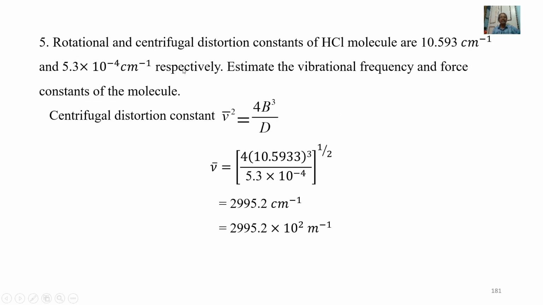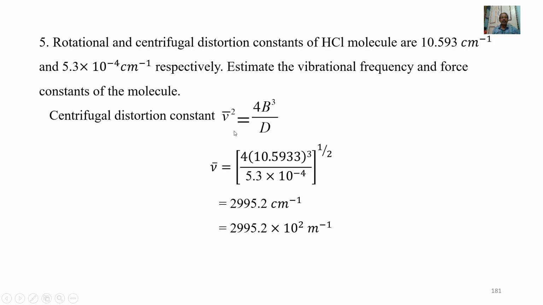The rotational and centrifugal distortion constants of the HCl molecule are 10.593 per centimeter and 5.3 × 10^-4 per centimeter, respectively. Estimate the vibrational frequency and the force constant of the molecule. So B is given and D is given. We are going to calculate mu bar square, thereby mu bar.